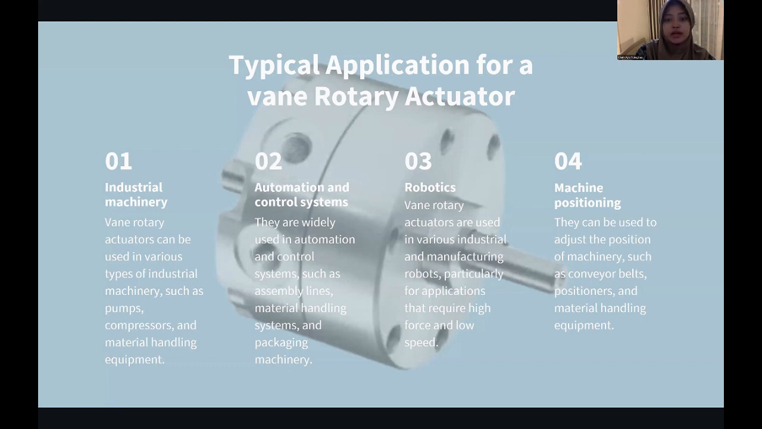And 3, robotic. Vane rotary actuators are used in various industrial and manufacturing robots, particularly for an application that require high force and low speed. For machine positioning, they can be used to adjust the position of machinery such as conveyor belt, positioners, and material handling equipment.